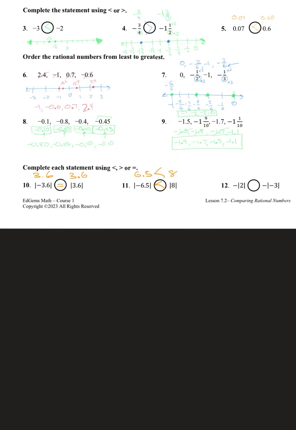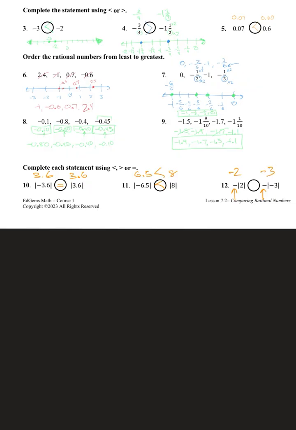Now, oh my gosh, trickery on number 12. On number 12, we're going to find the opposite. The negative sign on the outside of the absolute value sign, the way you read that is the opposite of the absolute value of 2. So the opposite of the absolute value of positive 2 is negative 2. And the opposite of the absolute value of negative 3 is negative 3.